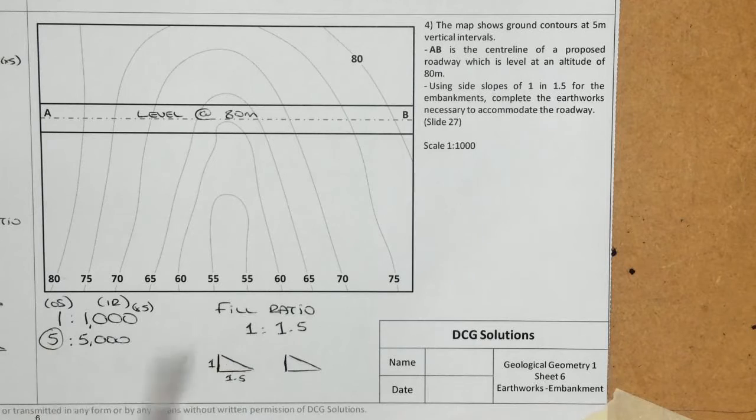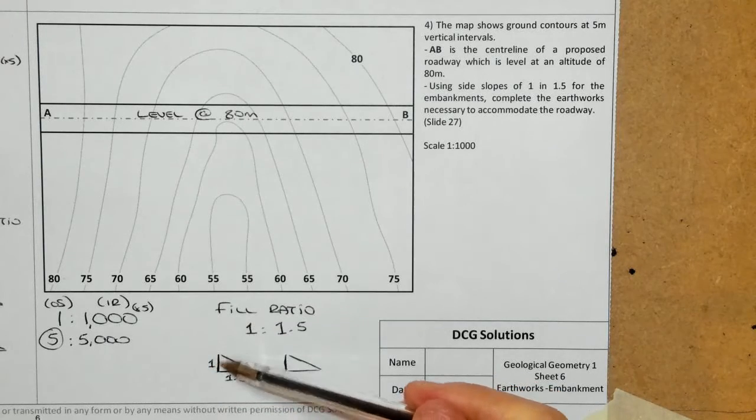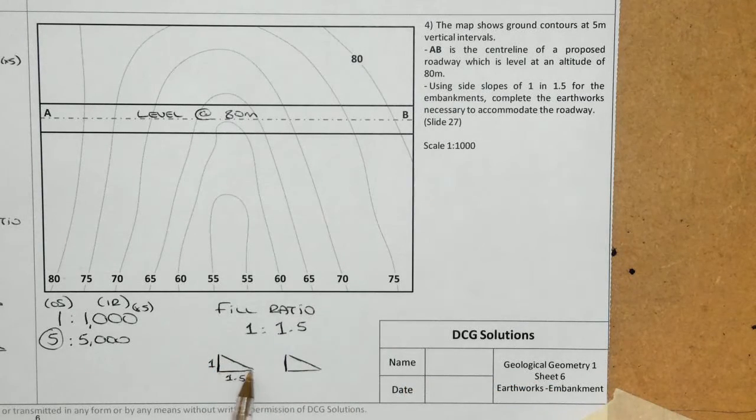Now we're going to apply that to our fill ratio. So far we've had 1 is to 1 and 1 is to 2. This time we have a 1 is to 1.5. That means for every meter I travel down, I'm going to travel out 1.5 meters. So I have to apply the 5 to that. For every 5 meters I travel down, I'm going to travel out 5 times 1.5, which equates to 7.5.